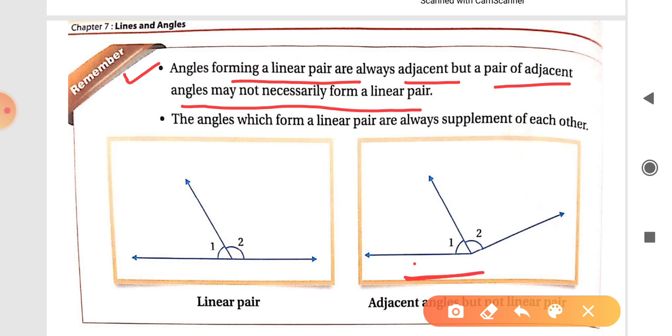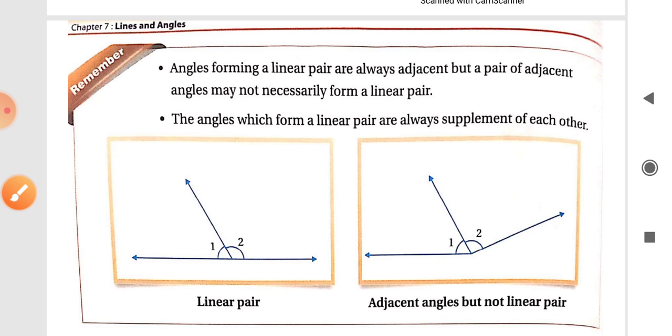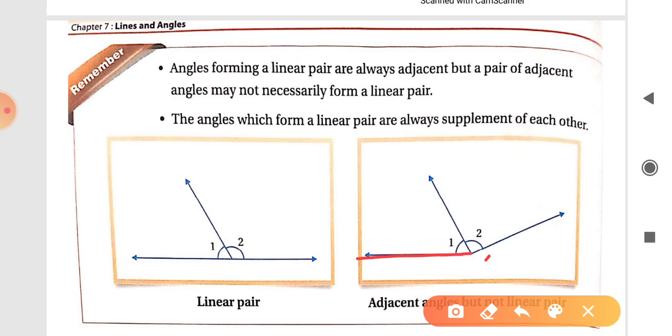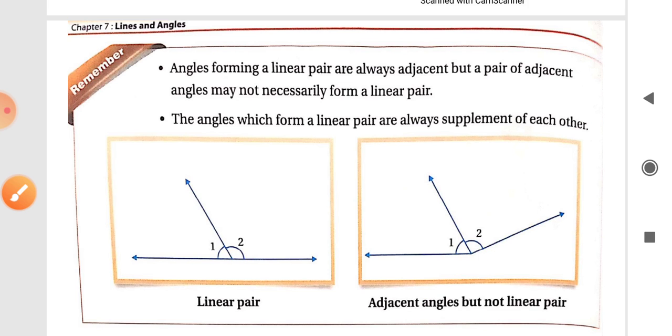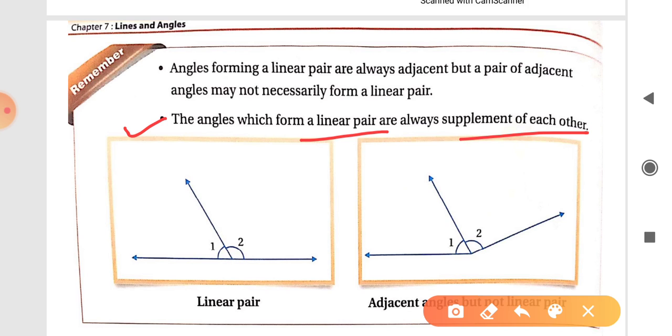Similarly, in this figure, angle 1 and angle 2 are adjacent angles, but they do not form a linear pair because their non-common arms, that is this arm and this arm, do not form a straight line. So they are not forming a linear pair. And the second thing is, the angles which form a linear pair are always supplements of each other.